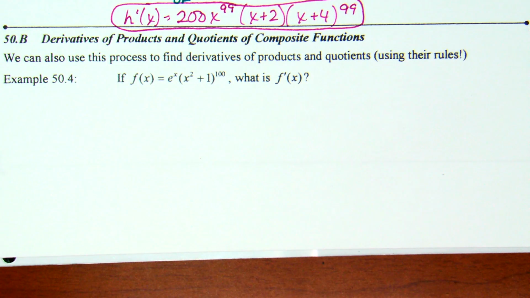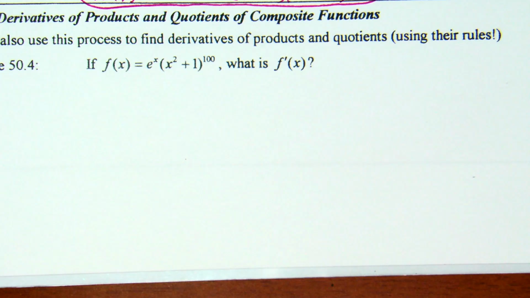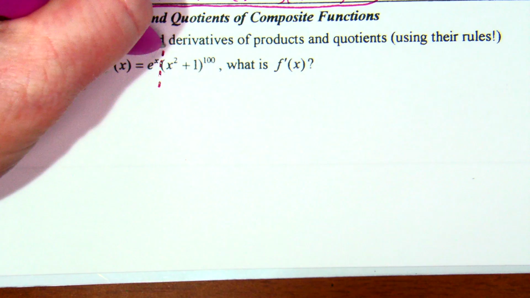Okay. I believe I've talked about example 4. If f of x equals e to the x times (x squared plus 1) raised to the 100th, what is f prime of x? Okay, thoughts on this problem? Based on the fact that I mentioned the product and quotient rule, what do you notice here? Yeah, we have a product rule going on here.